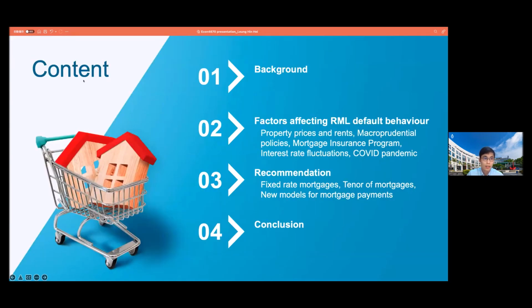Here is the content of what I'm going to talk about. First, some background of why I'm interested in this topic and why it is important. Second, I will explain some factors affecting residential mortgage loan default behavior. After that, there will be some recommendations on how to improve residential mortgage loan repayment stability, and finally the conclusion.